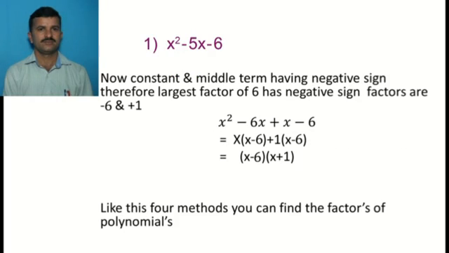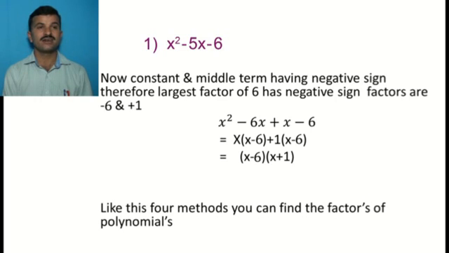Now you can take the fourth and last example, the polynomial x square minus 5x minus 6. Here my constant has a negative sign and the middle term has a negative sign, which is the difference from the previous example. Now here the constant has a negative sign, which means its difference is the coefficient of the middle term. Therefore the factors are 6 and 1.